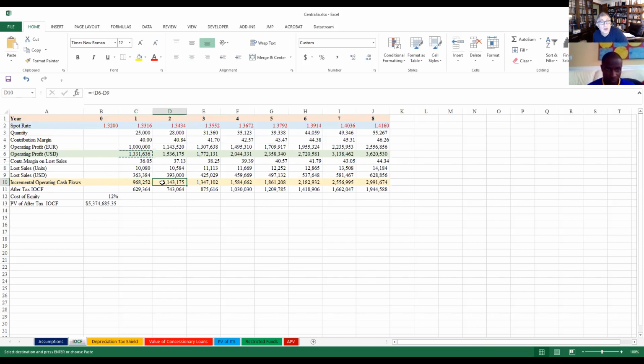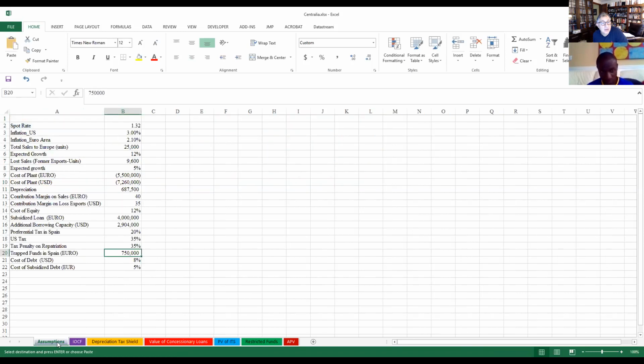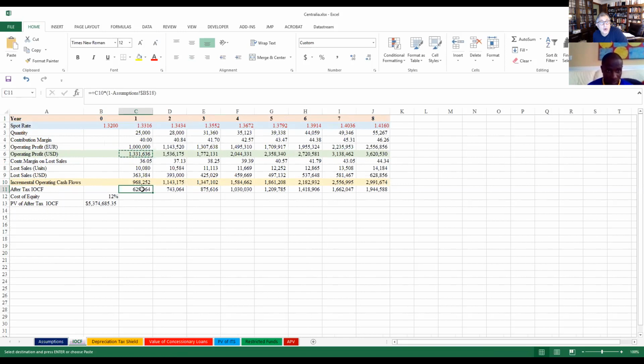So they are projected going forward. And then we calculate the after-tax version of this, assuming a tax rate of, let's see, on B18, we assumed a US tax rate of 35%.